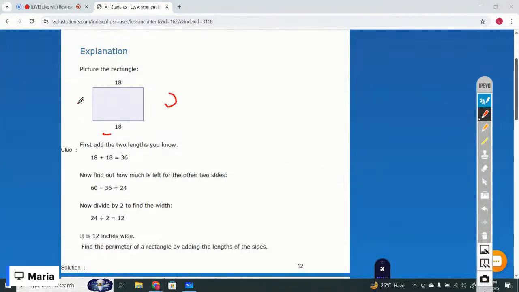For example, that is u. So 18 plus 18 is 36 and we are given the perimeter, that is 60. So 60 minus 36 is 24. That means 24 is the length of the other two sides. So 24 divided by 2 equals 12. So the missing side length is 12.